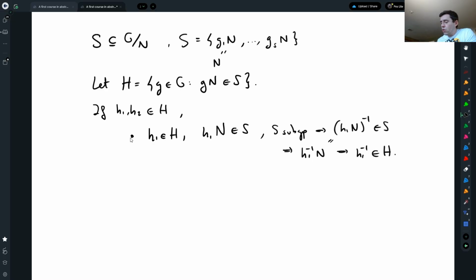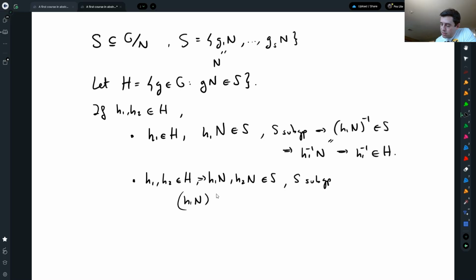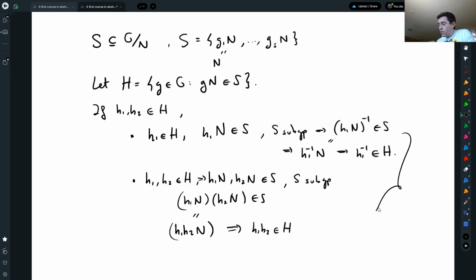So H is closed under inverses, and it is closed under multiplication, because if h1 and h2 are in H, then that means that h1n and h2n are in S, and therefore, since again S is a subgroup, we have that h1n times h2n will be in S. But this is h1h2n, by the way, cosets multiply, and if this is in S, that means that h1h2 is in H.